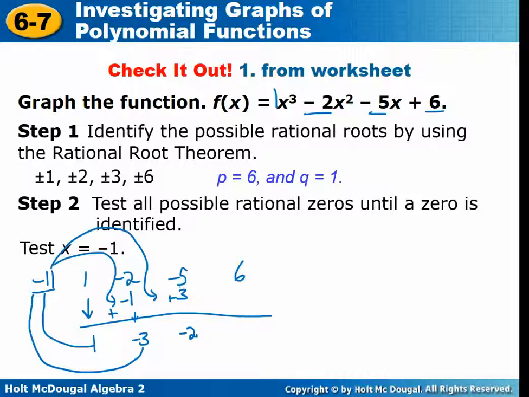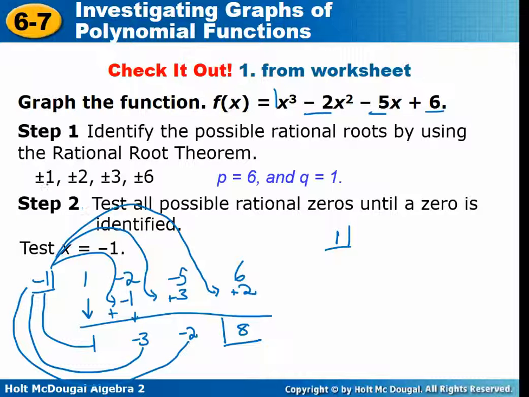Be very careful adding, because that will mess everything up if you get a wrong answer. Then we multiply again. -2 times -1 is a +2, and you write that right here. And then you add. 6 plus 2 is 8. That's our remainder. If our remainder is not 0, then this is not a root. So -1 does not work. Let's check +1.